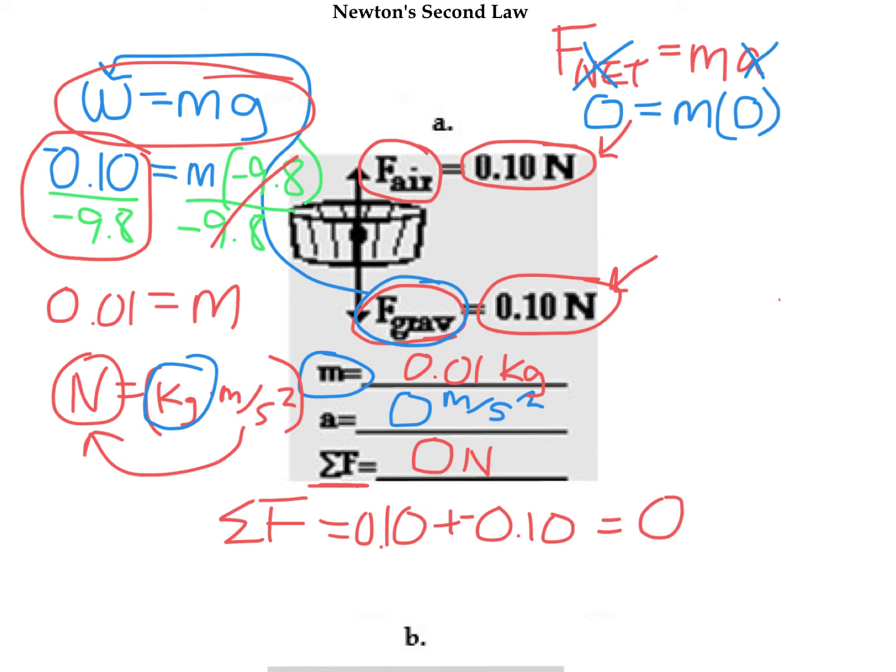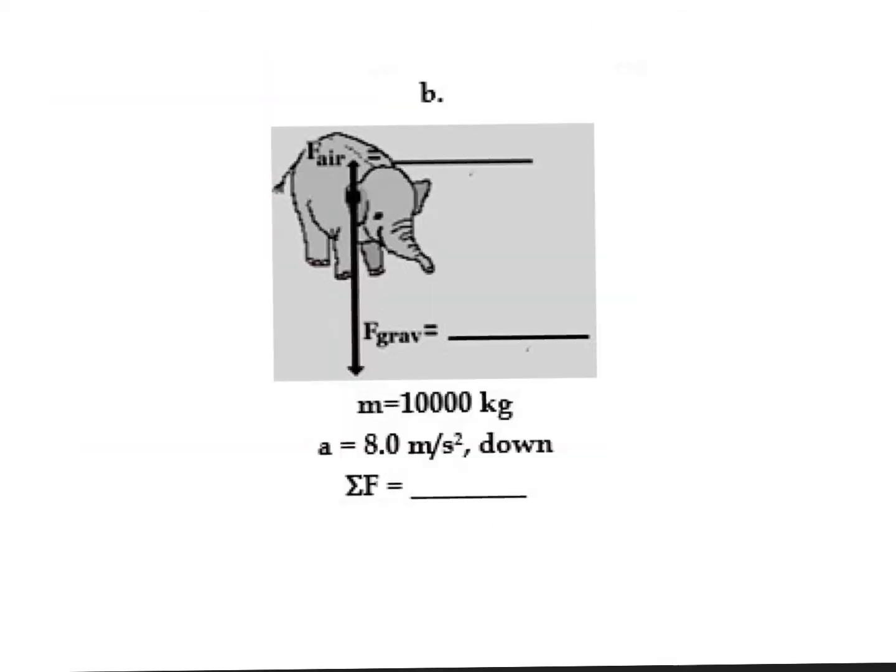All right, there's our first example. Let's go to letter B. As we take a look at letter B, goodness gracious, it looks like there's a force of gravity acting on the elephant, which is normal, but we have air resistance. So that means this elephant is falling through the air. Wow. Okay. This time you'll notice we have a different set of information. We already know the mass, and we already know the acceleration is 8 meters per second squared down, which for me means a negative.